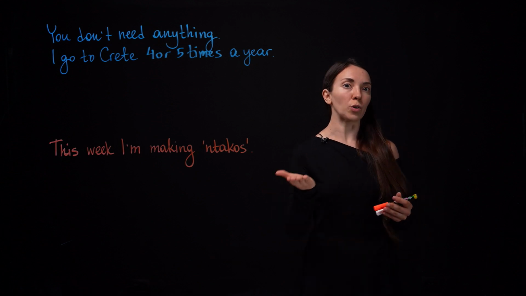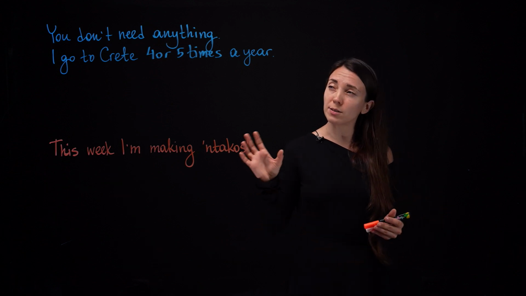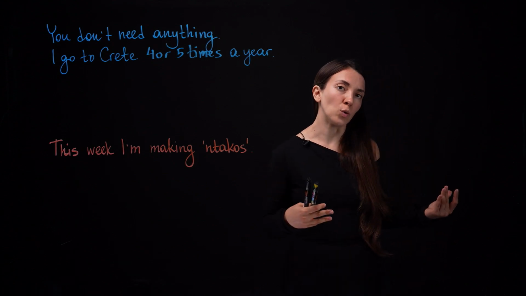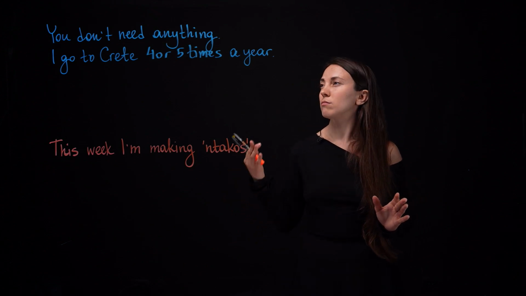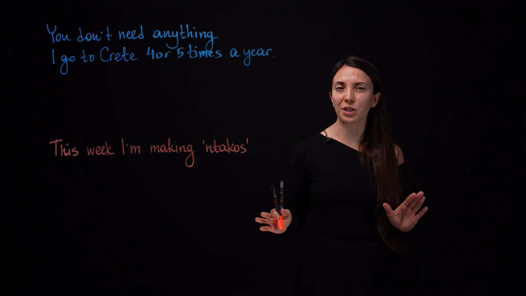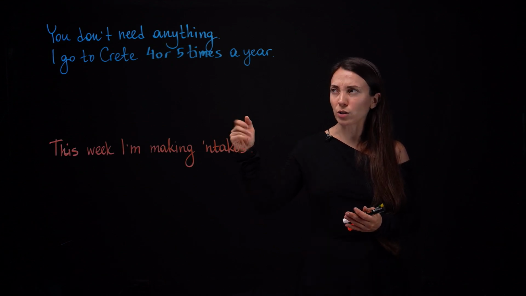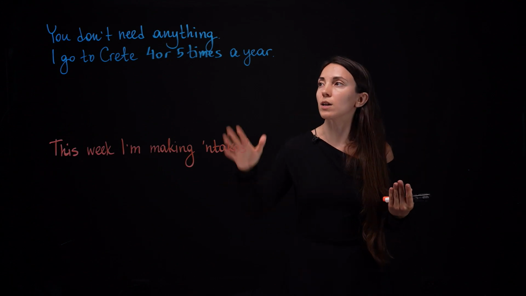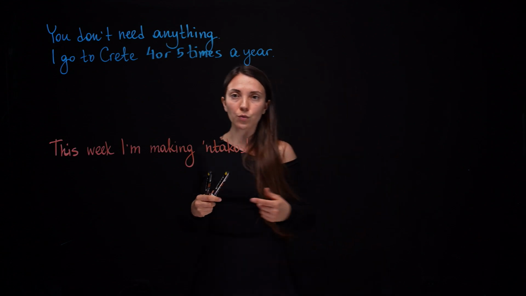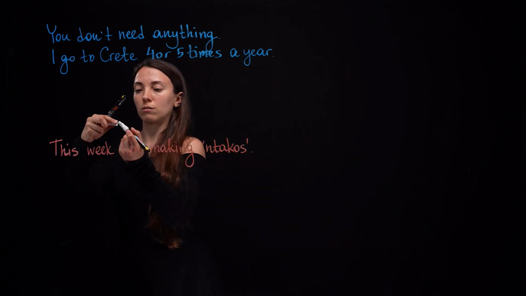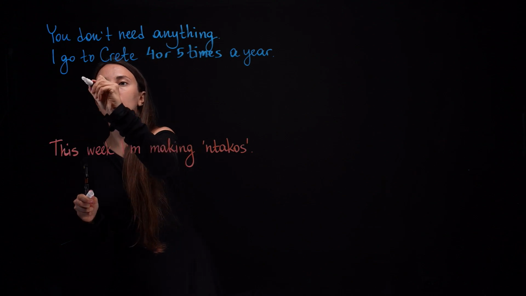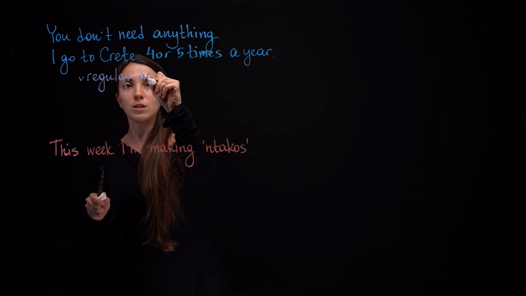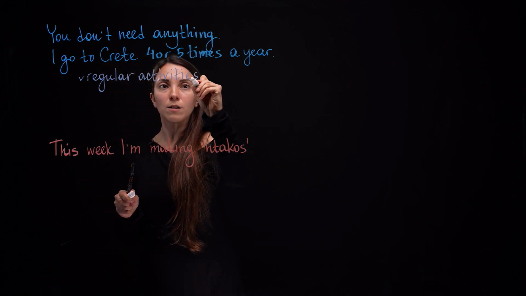Let's take a look at different present tenses which we can use and take these as examples. They are taken from the audios. You don't need anything. I go to Crete 4 or 5 times a year. Okay, these actions, are they happening right now or regularly? Yes, they do happen on a regular basis. We can describe them as regular activities in the present.